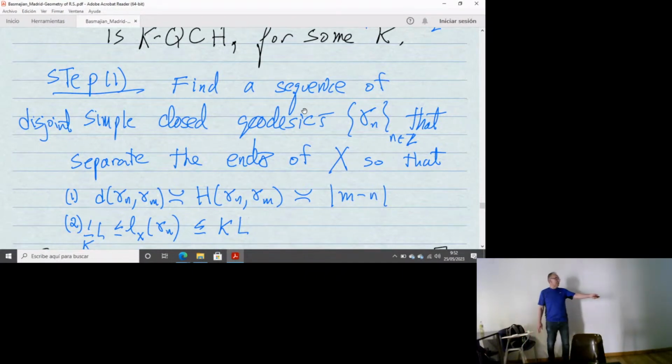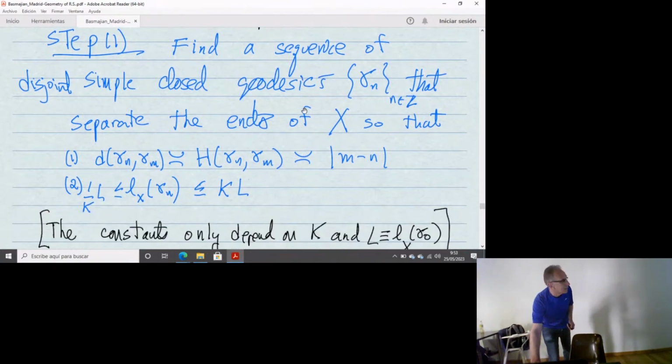And this is the other fact about these curves. They're all bounded by whatever the original length was of gamma naught. These lengths are all bounded from above and below, because K is fixed, K-QCH.